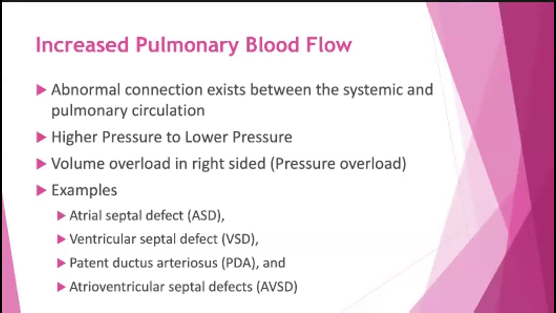Common lesions are atrial septal defect, which is an abnormal opening between the atria; a ventricular septal defect, which is an abnormal opening between the ventricles; patent ductus arteriosus, when the ductus arteriosus fails to close after birth; or an atrioventricular septal defect, which is a large hole in the center of the heart involving the atria and the ventricles.